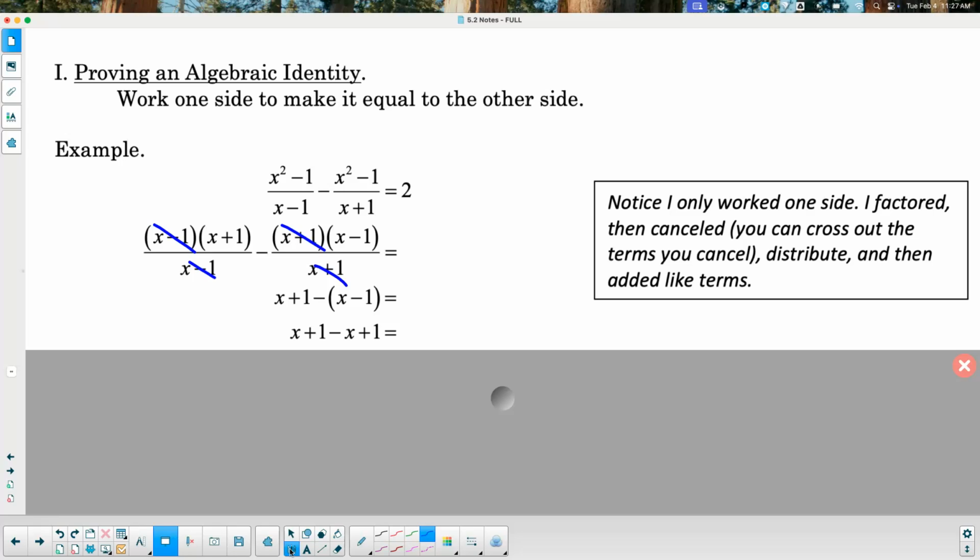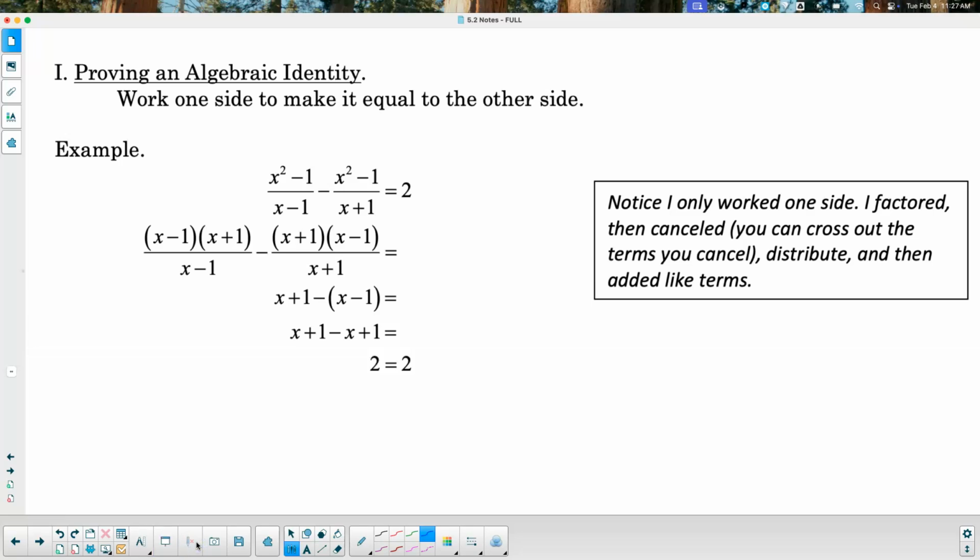We're not really solving an equation. We're just simplifying. Okay? And so then we can simplify. And 2 equals 2. Okay? That's what we're going to be doing today.